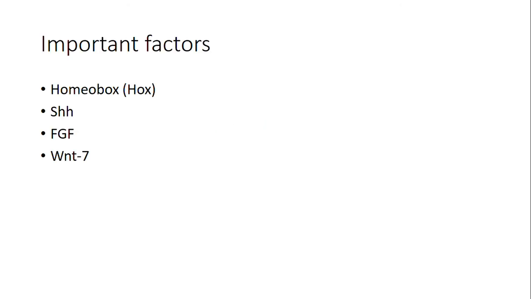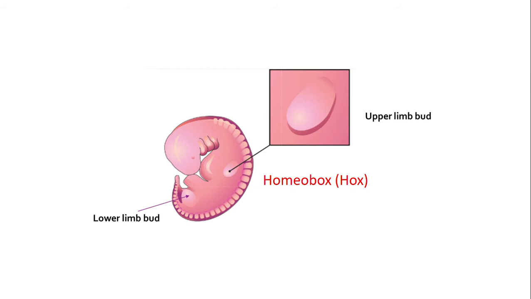The limb embryology. In this theme, we will discuss the important genetical factors that govern the limb development, which are the homeobox, the sonic hedgehog, the fibroblast growth factor, and the 1-7 genes. The limb development starts at the 4th week of development as a growth of mesoderm along the lateral body surface.